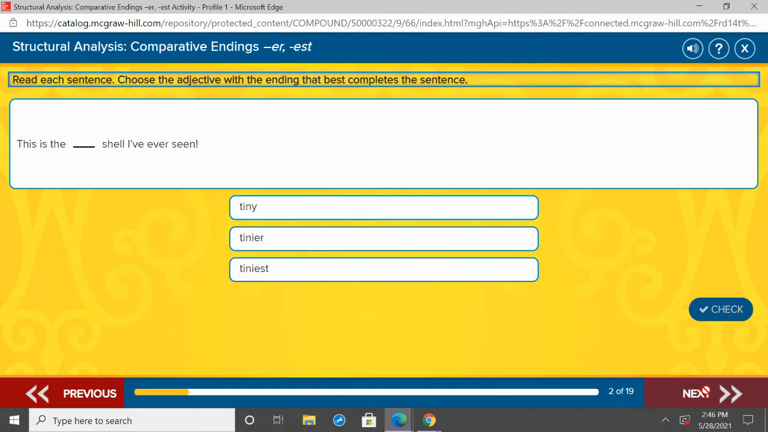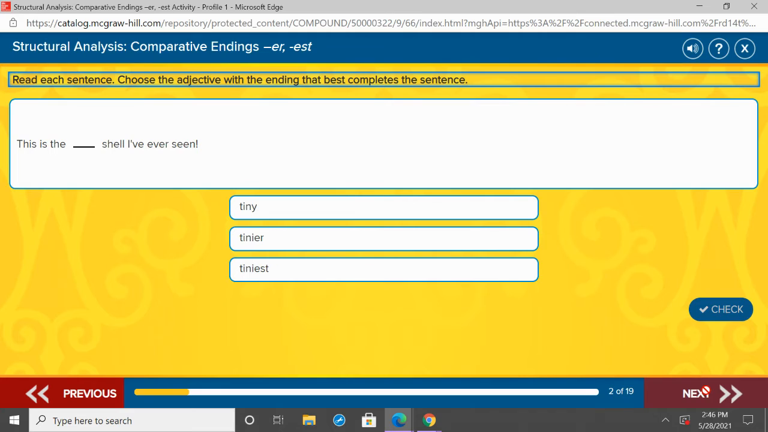Fantastic. This is the blank shell I've ever seen. So again, we're sticking with tiny. This is the tiny shell I've ever seen. We're comparing this shell to all the shells you've ever seen. Well, that's comparing more than two shells, so we would need EST.